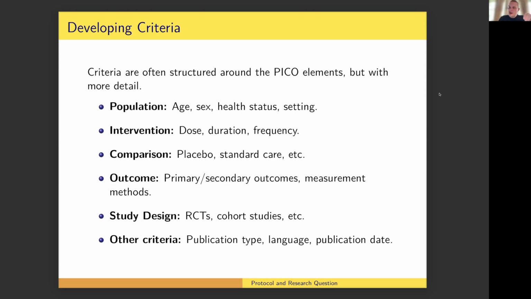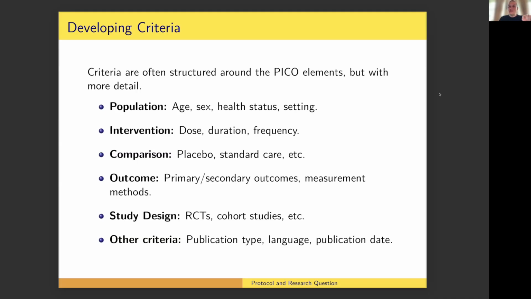What do we want to compare against? It needs to be very clearly specified. That could be general, where we say any comparator, or it could be a specific drug that we want to compare against, or a specific treatment. What are the outcomes? Is it mortality? Is it behavior? Is it some stress scale? Whatever it is, it needs to be defined.